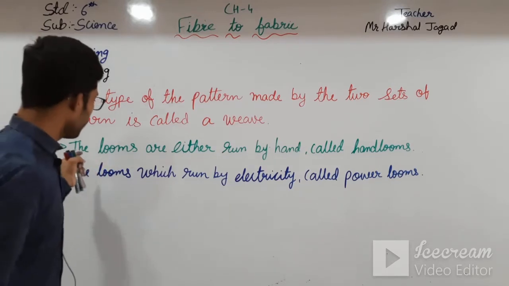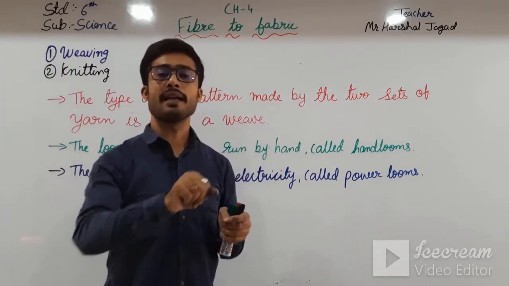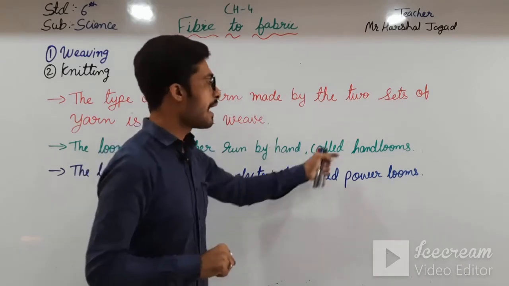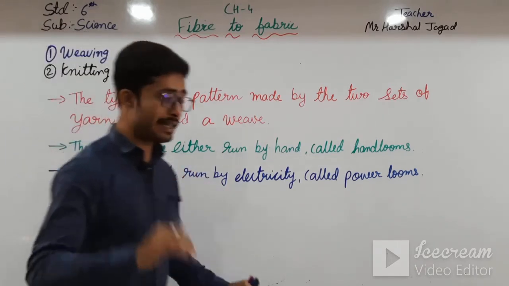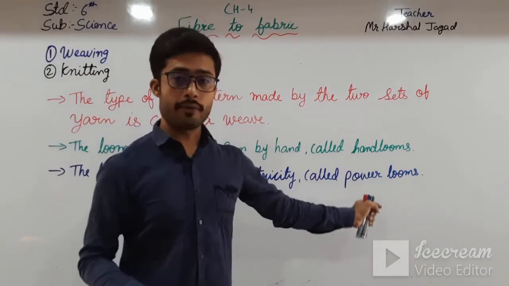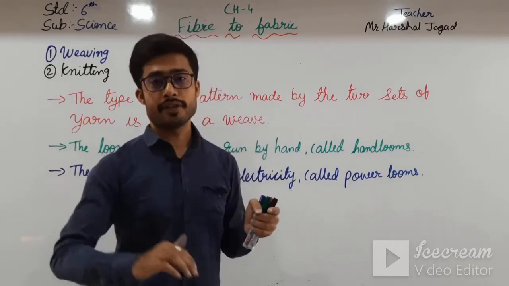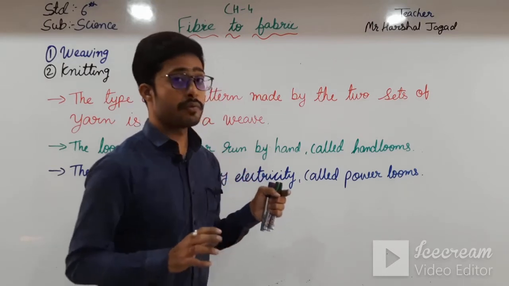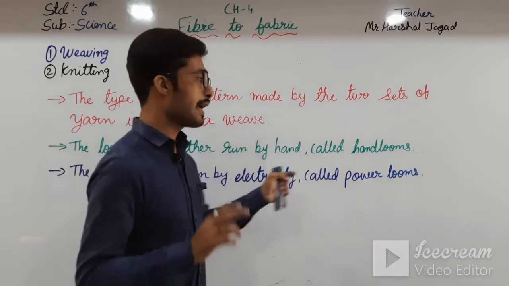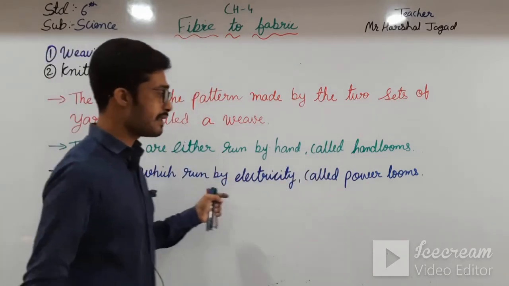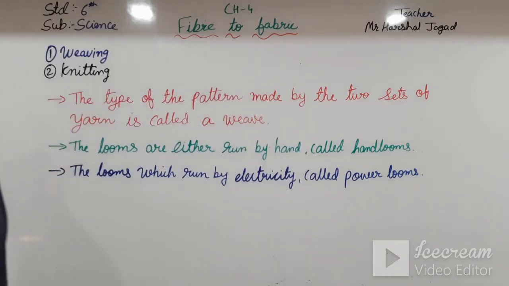And see here, the looms which are run by hand are known as handlooms, and the looms which run by electricity are known as power looms. Okay students, it is simple, it can be asked in the MCQ test that the looms which run by hand are known as, then you have to write handlooms, and the looms which run by electricity are known as power looms. Okay students, now moving towards next.